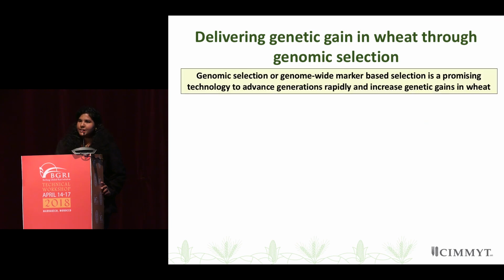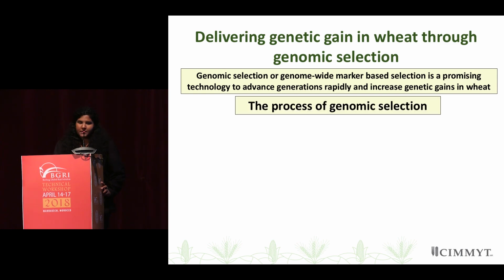First, I would like to talk about what genomic selection is all about. The concept of genomic selection is nothing but using genome-wide markers to predict the performance of lines without having to phenotype them, because now you'll be selecting based on their genomic estimated breeding values, and that could help us increase the rates of genetic gain and also advance generations rapidly.